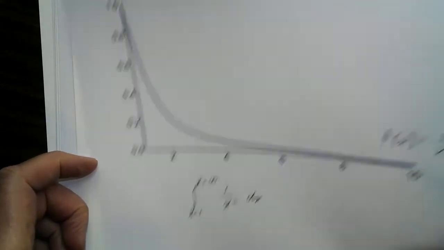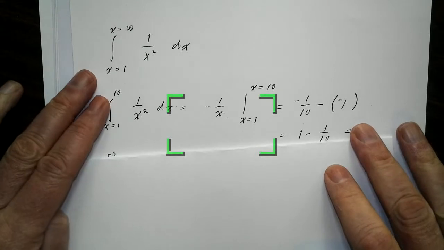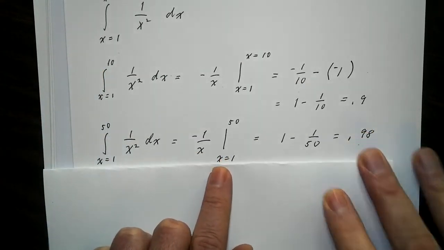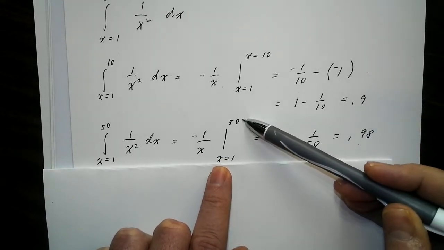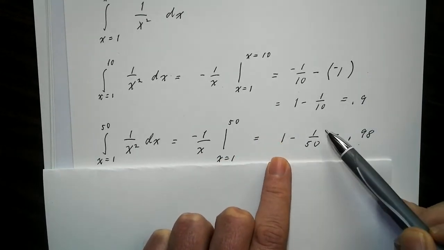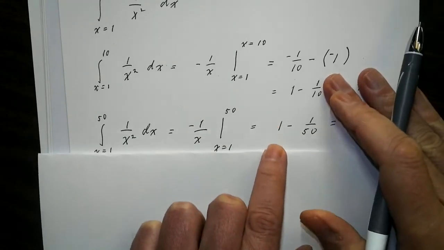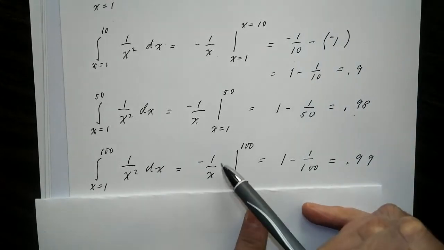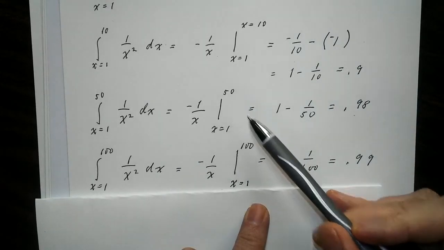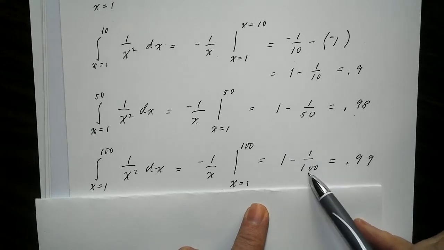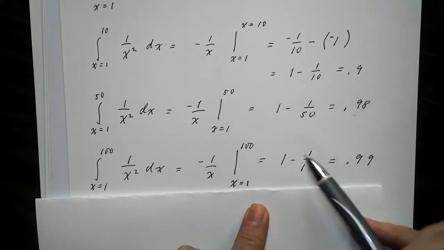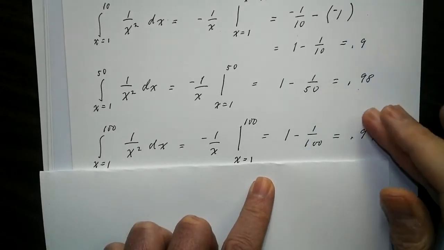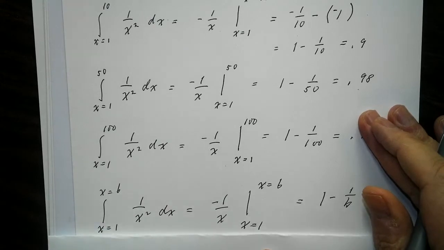What happens, let's say, instead of looking at the area just up to 10, we look up to 50. Everything's going to be the same, except that we're going to be substituting a different upper endpoint in. Now we'll have 1 minus 1/50th, which is 0.98. Let's measure the area from 1 out to 100. Same situation. Now we have a new upper endpoint. 1 minus 1 over 100 is what I'll actually get. That's 0.99. And we can see how these values are starting to get closer and closer to 1.